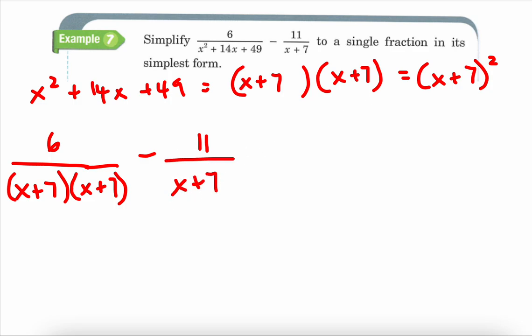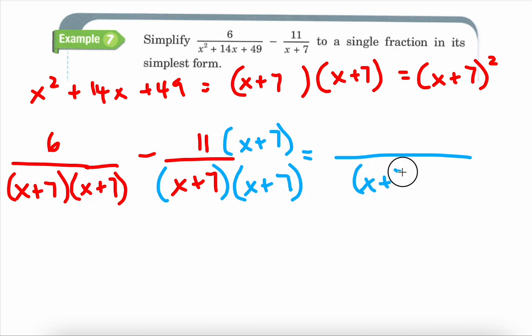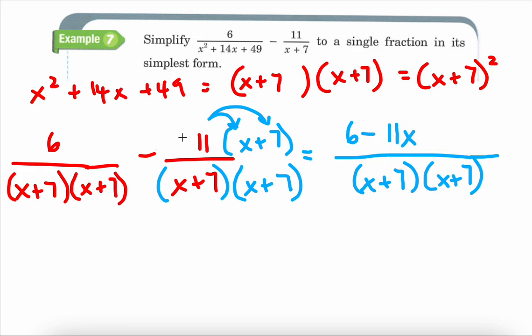So then you'll see that the second fraction is missing an x plus 7. So I can then multiply top and bottom by an x plus 7 so that we end up with the same denominator of x plus 7 times x plus 7, or x plus 7 squared. I'm going to keep it like that in case I, in the future, need to work on anything there. That negative 11 needs to be distributed. So this becomes 6 minus 11x. This is a negative 11 in the front.